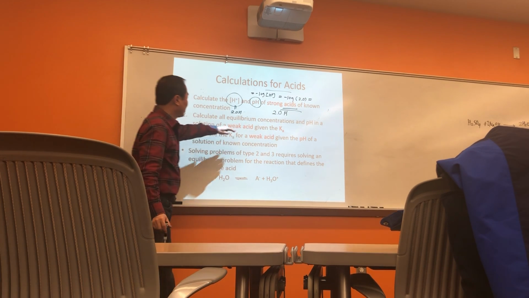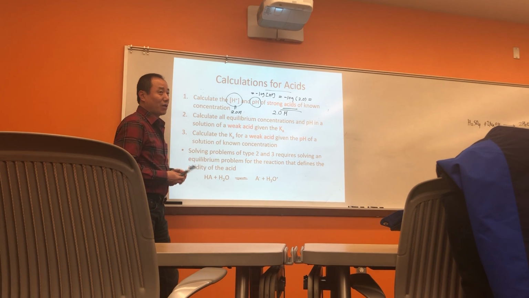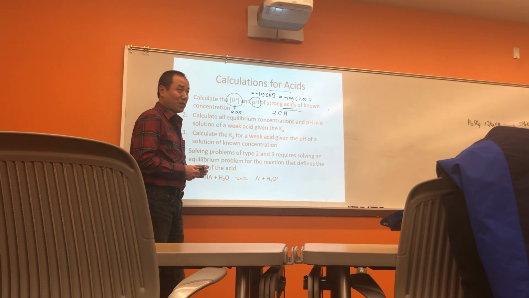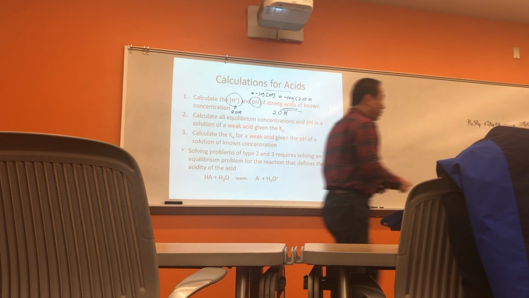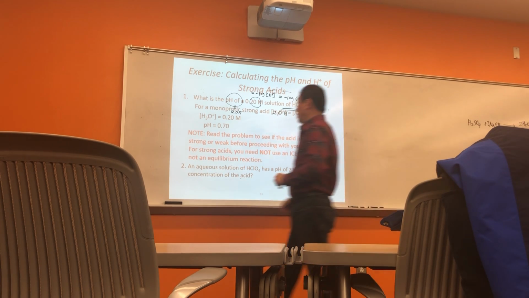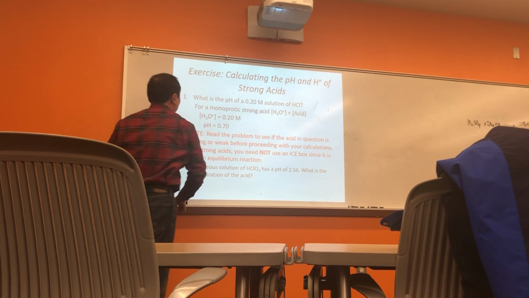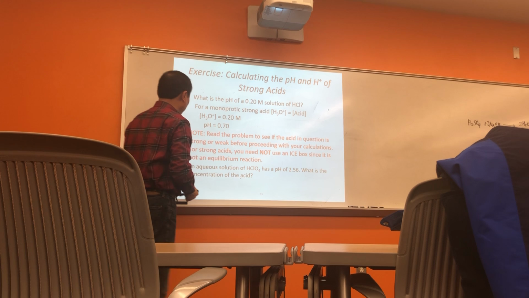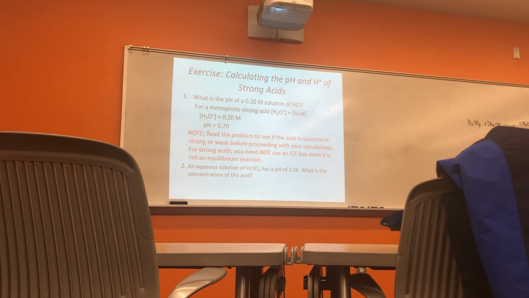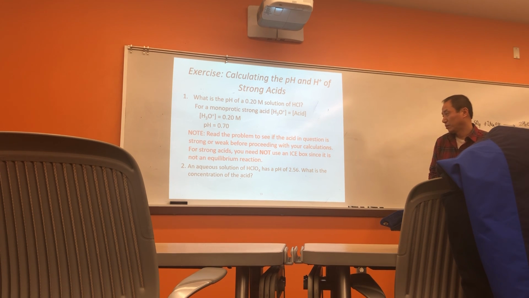But if that's a weak acid, it's not so direct. You have to do some kind of setup. You already did ICE box problems. That's what we're going to have to do. So this was an example of a strong acid. If you use a calculator, you're going to have that number. Okay. Actually, why don't you do this? It's a strong acid. What's the concentration of acid?